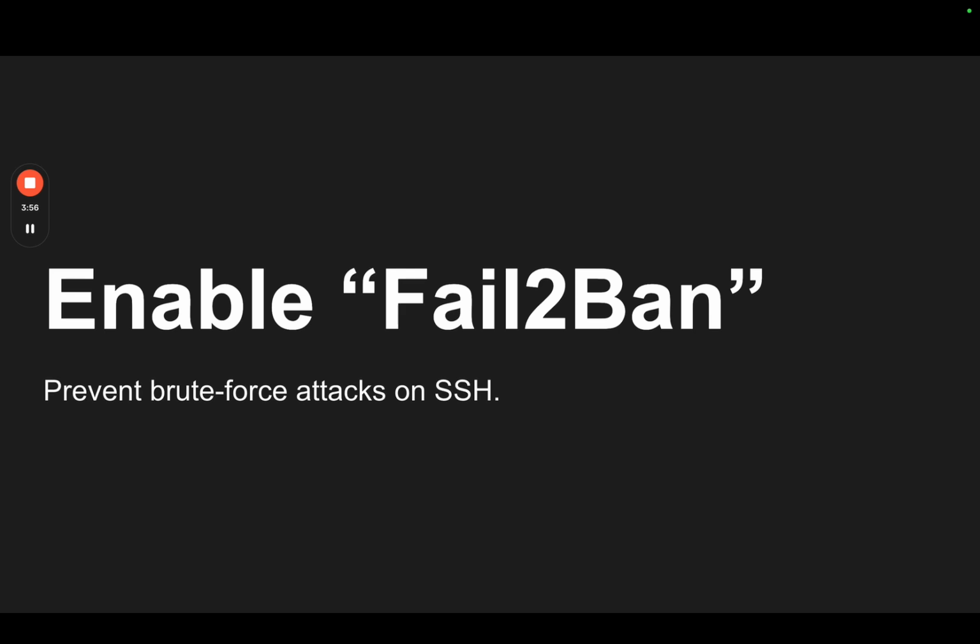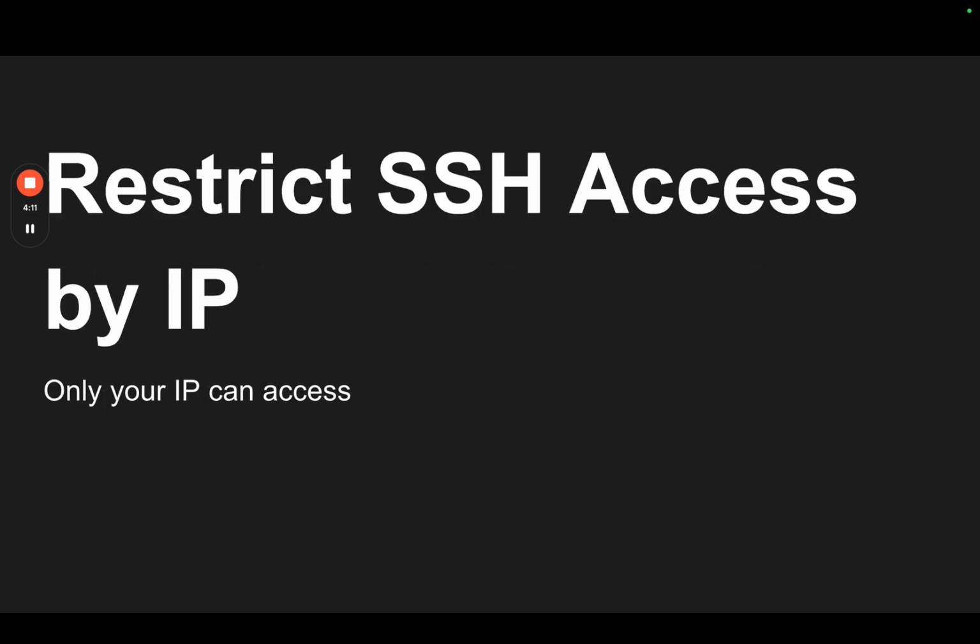So if somebody's coming at you and they're failing to log in, it bans that IP address. Yes, they can probably go get a VPN, but again, it's just creating more resistance. Number 4, restrict SSH access by IP address. So only your IP address can access your server.